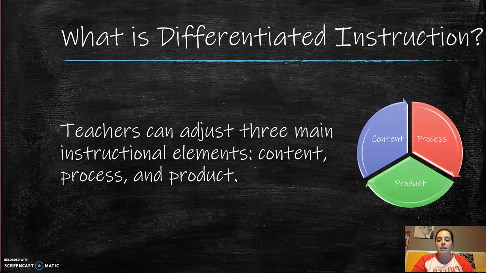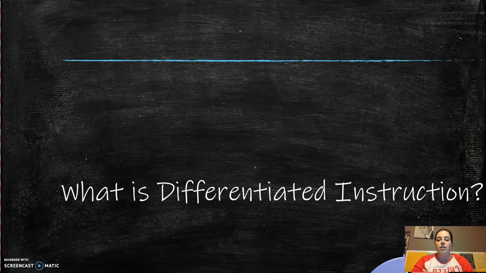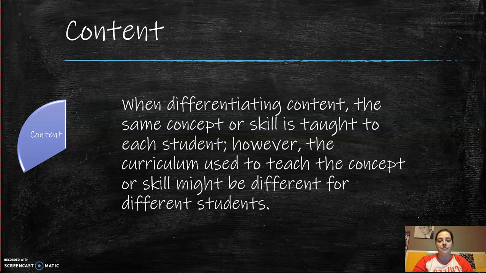So there's three main things that teachers can adjust with their instructional elements, and that's content, process, and product. So first with content, the same concept or skill is going to be taught to each student, but the curriculum is going to be changed a little bit in how the student learns the information. So it might be different for each student.